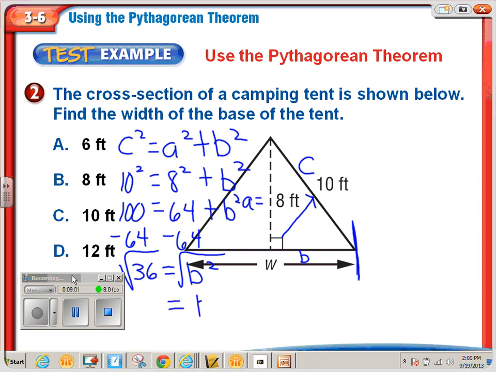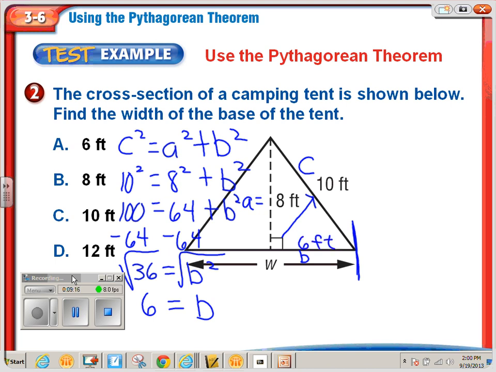Square root of B squared is B. The square root of 36 is 6. What we need to consider is that it could be positive or negative, but because we're talking distance, the answer has to be positive, right? So here we would say it's 6 feet.